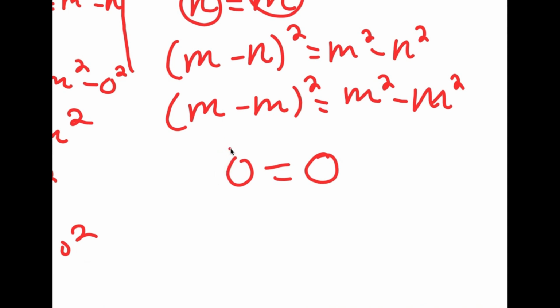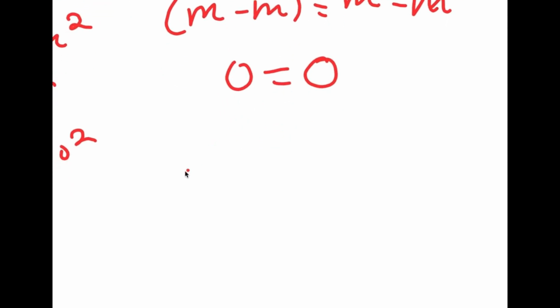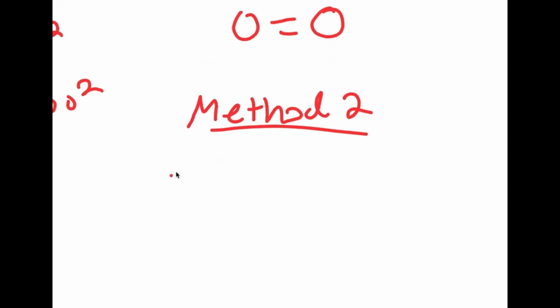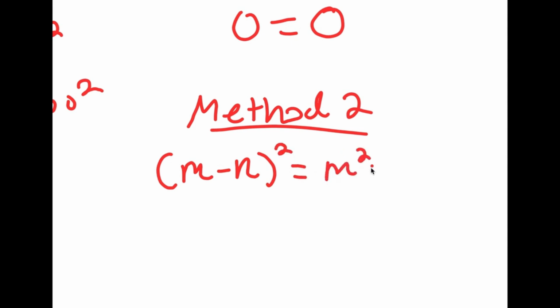So now going back, what I'm going to do is do a different method to solve this problem. So method 2 is, first let's rewrite the equation. We have (m minus n) squared is equal to m squared minus n squared.